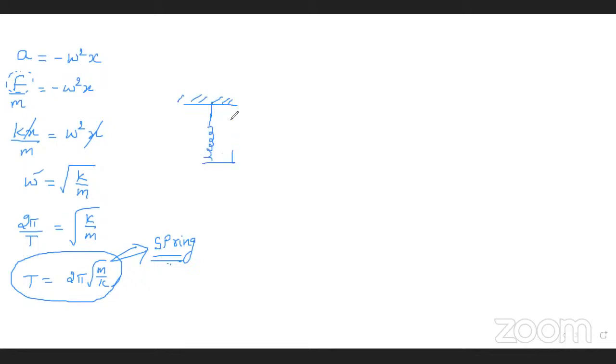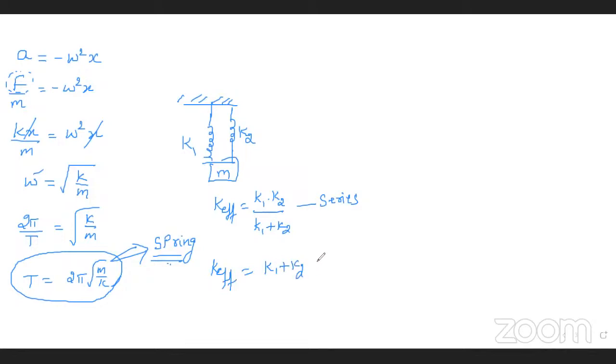But please remember, if two springs are attached like this, having mass m, spring constant k1, and this spring constant k2, then the effective spring constant is k1 into k2 by k1 plus k2. This is for series combination. K effective can also be taken simply as addition, k1 plus k2. This is for which combination? Parallel combination.